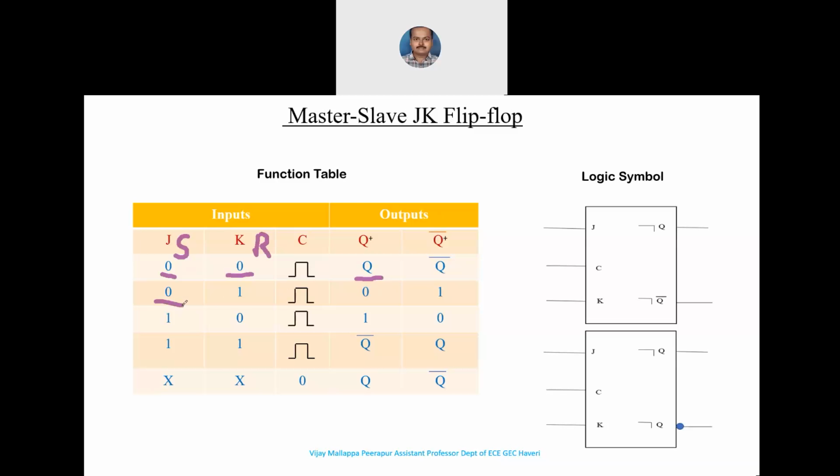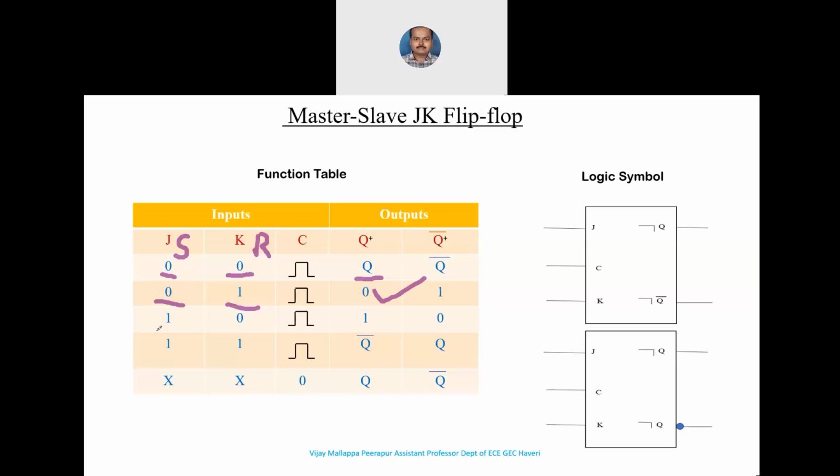Similarly, when J is 0 and K is 1, this is similar to the R we have in an SR flip-flop. It is nothing but a reset state. When I say reset state, what to understand by that? Irrespective of the previous state, the next state is equal to 0. If the previous state is 0, the next state is 0; if the previous state is 1, the next state is still 0. Irrespective of the previous state, the next state is always 0 if K input is 1 and J input is 0.